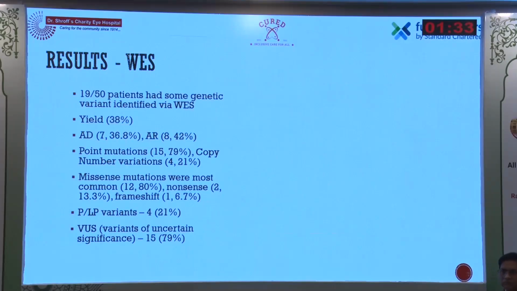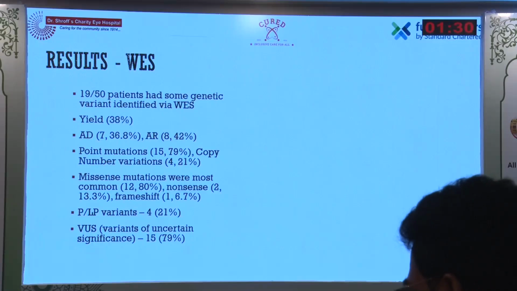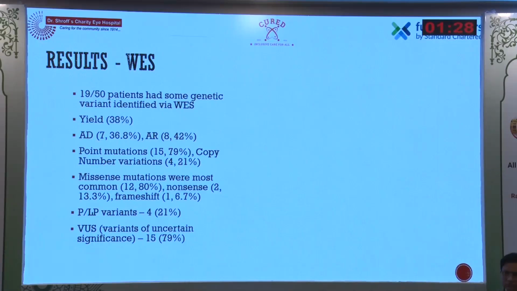Now coming to the results of the whole exome sequencing, we got genetic variants in 19 of these patients, which gave us a yield of 38%, out of which autosomal dominant were around 36% and autosomal recessive around 42%. Among those who had a positive mutation, point mutations were seen in 79%, and copy number variations, which are deletions and duplications, were seen in 21%. Among the point mutations, 80% were missense mutations. As expected, likely pathogenic and pathogenic variants were seen in just 4 patients, which is 21%. The rest were all variants of unknown significance, signifying that these could be potential new genes or new variants.